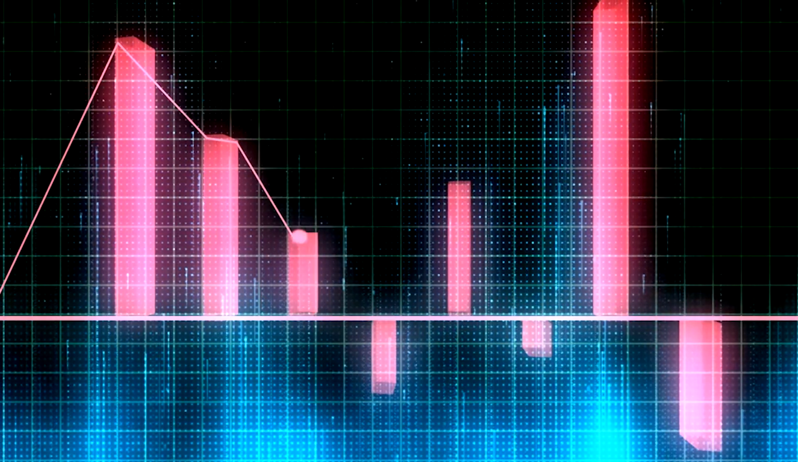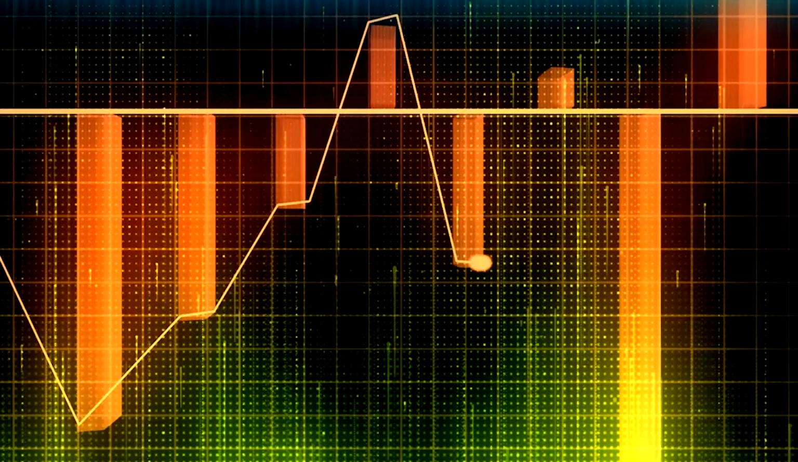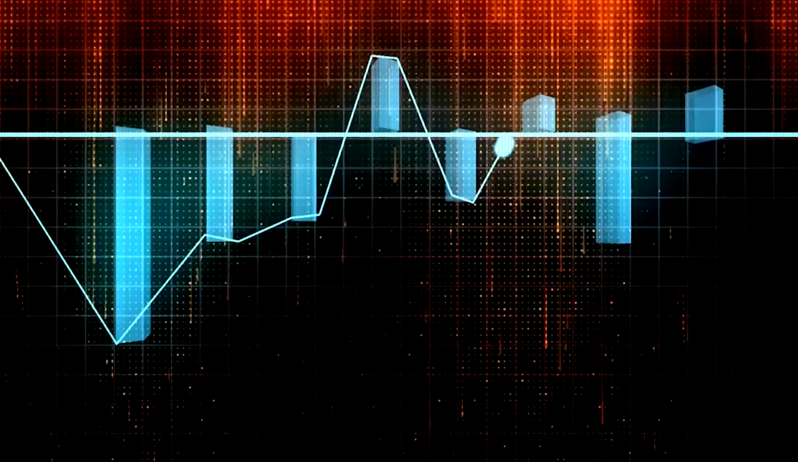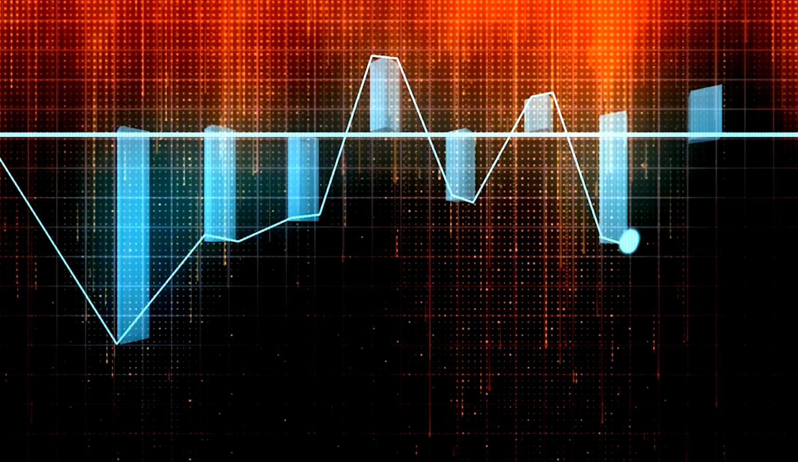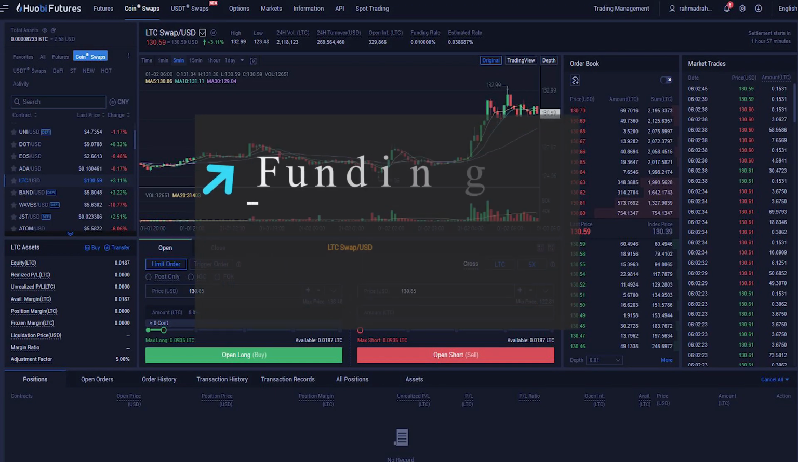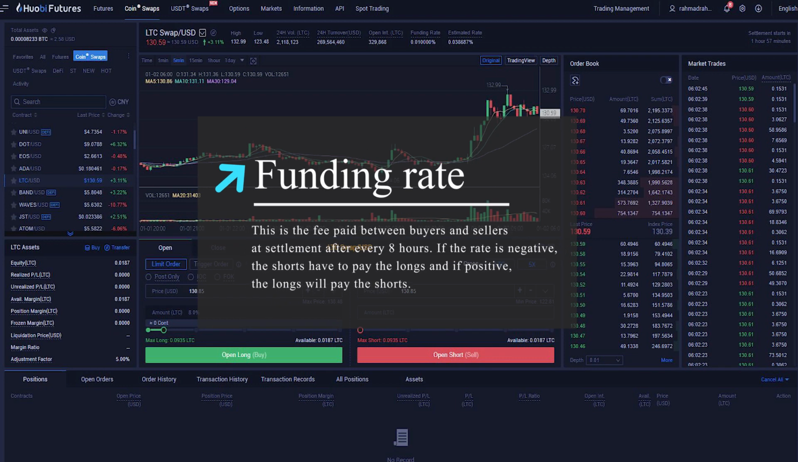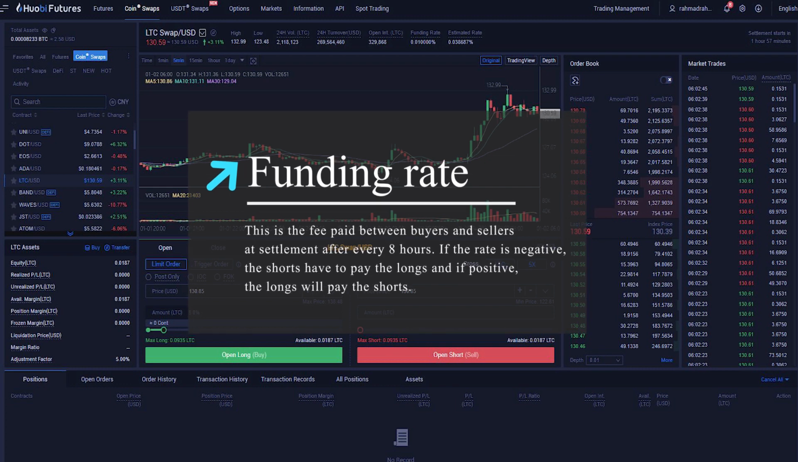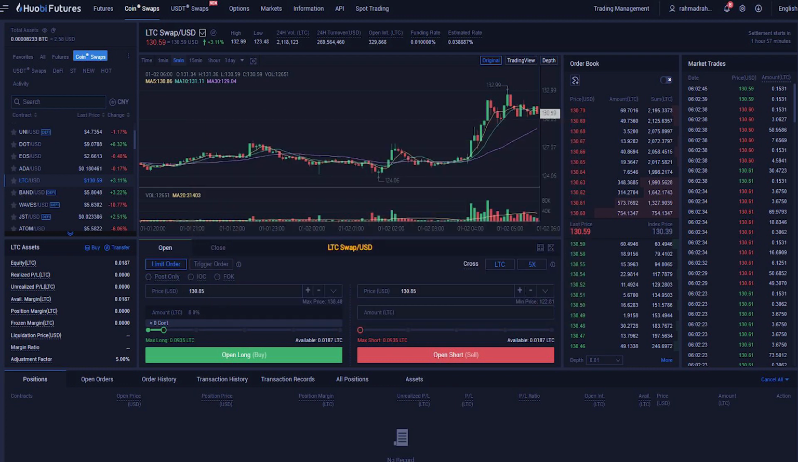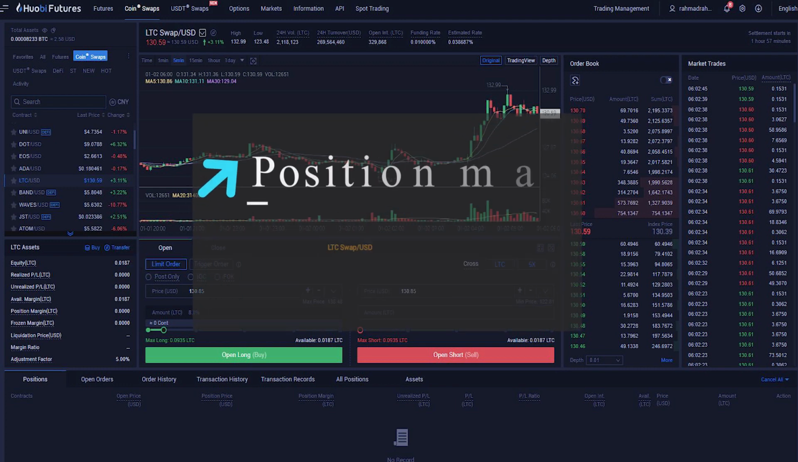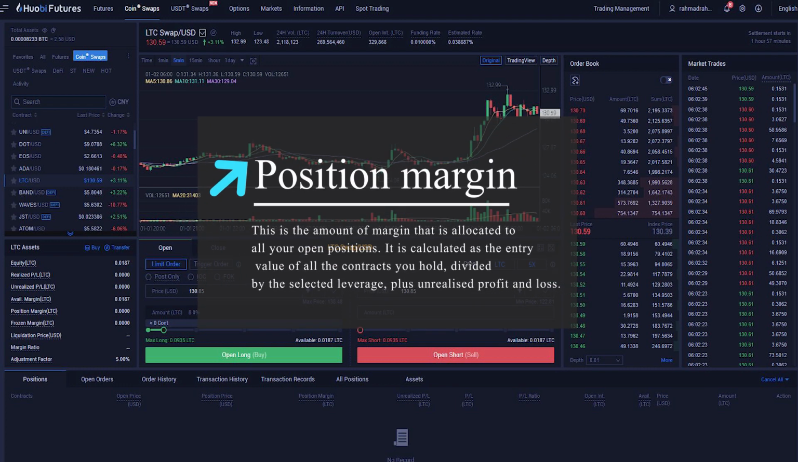How to start trading on Huobi's USDT margin swaps. Before starting off on how to open your USDT margin swaps positions, you need to understand some key terms. Funding rate: this is the fee paid between buyers and sellers at settlement after every 8 hours. If the rate is negative, the shorts have to pay the longs, and if positive, the longs will pay the shorts.